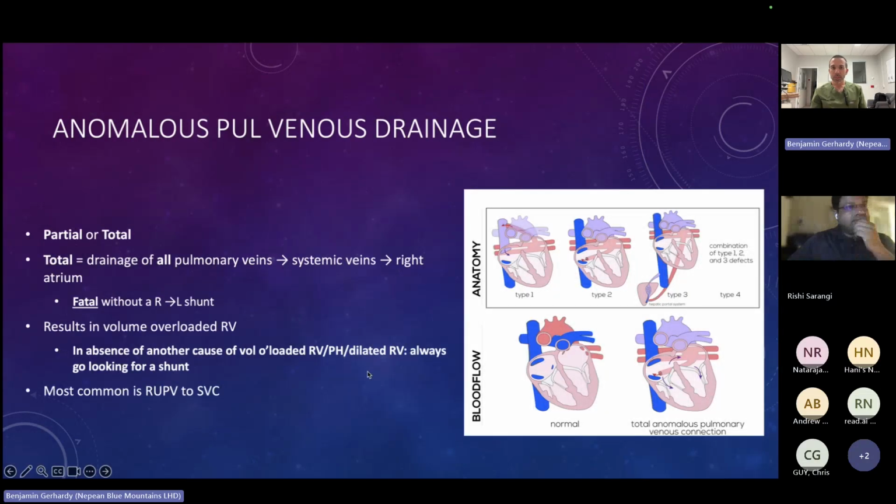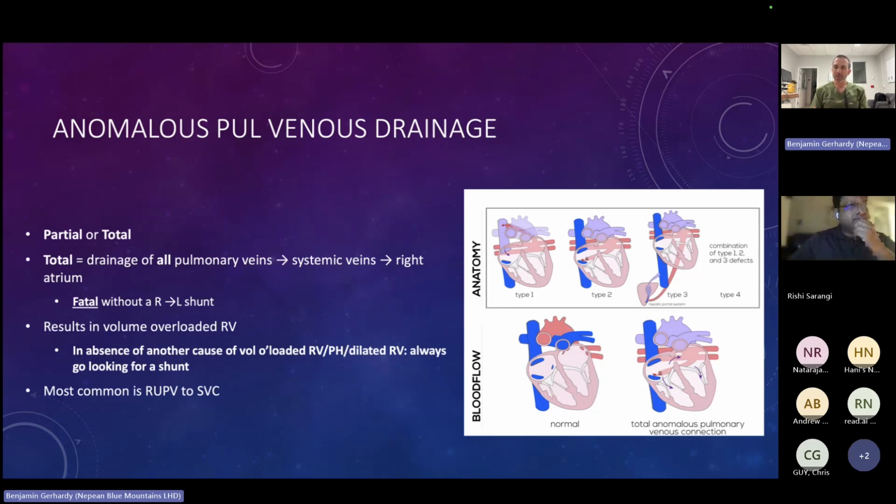All right, anomalous pulmonary venous drainage. So partial or total, right? So this is where the pulmonary veins drain into the right heart rather than draining into the left heart. So if you've got a total anomalous pulmonary venous drainage, then it's a fatal lesion unless it's repaired straight away. But what you end up getting is a volume overloaded right ventricle.